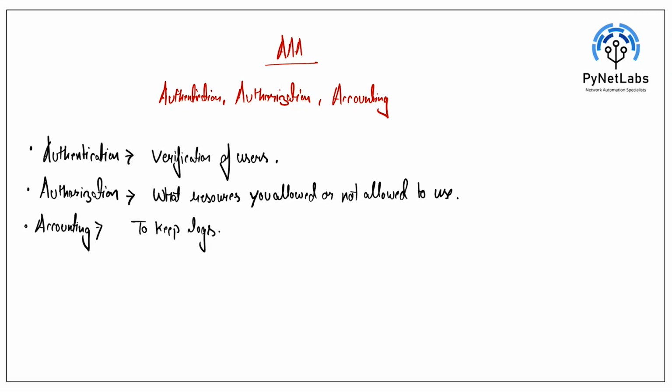You are only allowed some limited content which is there. So whatever you are allowed to use, that is what comes in the category of authorization. Authorization will let you know which resource you are going to use and whether you are allowed to use that particular resource or not.